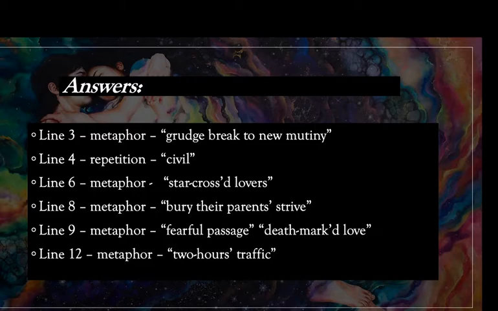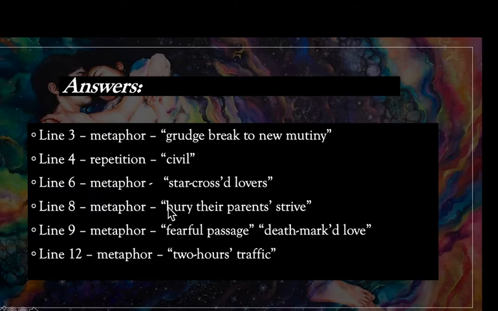Line 6, the metaphor is star-crossed lovers. Now, them being star-crossed suggests their fate and them coming together through destiny, etc. Line 8, another metaphor, bury their parents' strife. You've got this sense of death. So Romeo and Juliet have died, but with their death, they have killed the grudge.